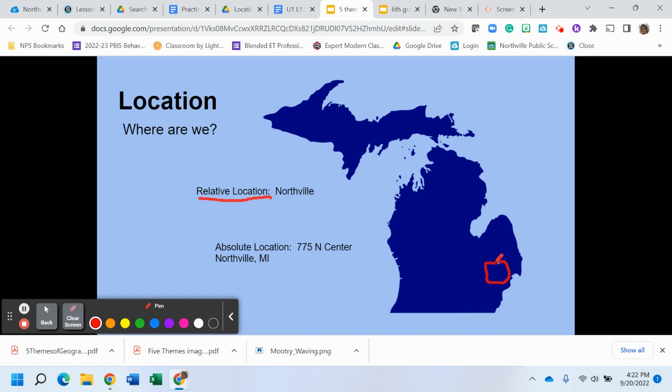I'm just going to put a little box, and you can do that in your notes too, approximately where Northville is. Now, absolute location is exact location. So it's something like an address. So if we said 775 North Center, that's Hillside Middle School, I'm going to put a dot. That's exact. So that's the difference between relative and absolute, and they both answer the question, where are we?